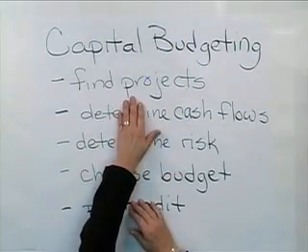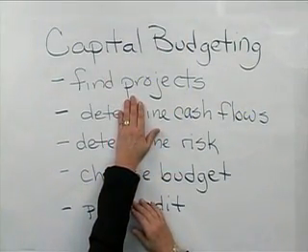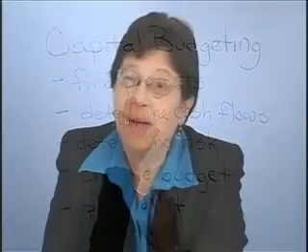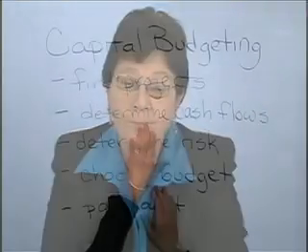First, the company needs to find projects. If a company can't come up with good investment opportunities, it's not going to stay in business very long. Now, this is obviously a very critical part of the capital budgeting process. Textbooks tend not to spend a whole lot of time on finding projects. Textbooks are going to spend a lot more time on analyzing those projects. But keep in mind, if a company doesn't have good projects, it's not going to last very long.